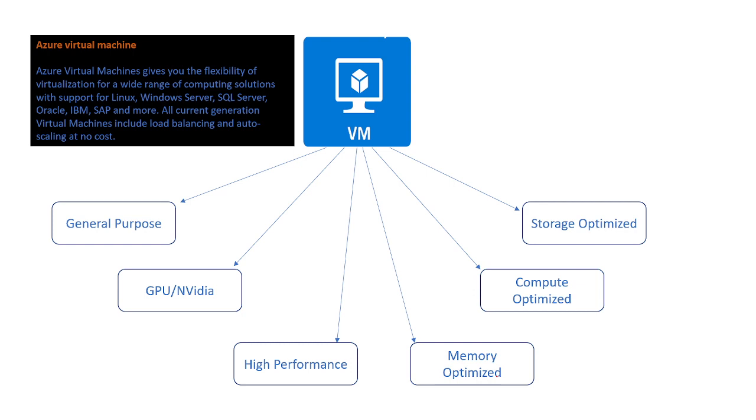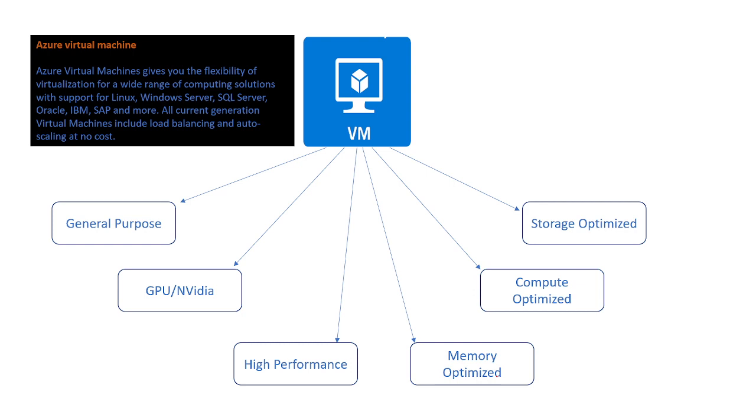So in Azure there are about 6 categories or families of virtual machines. Microsoft categorized the virtual machines based on family. If you want a general computer for general usage, Microsoft has its own family category called general purpose. Then if you want more graphics, more gaming kind of things, Microsoft will come up with GPU and Nvidia.